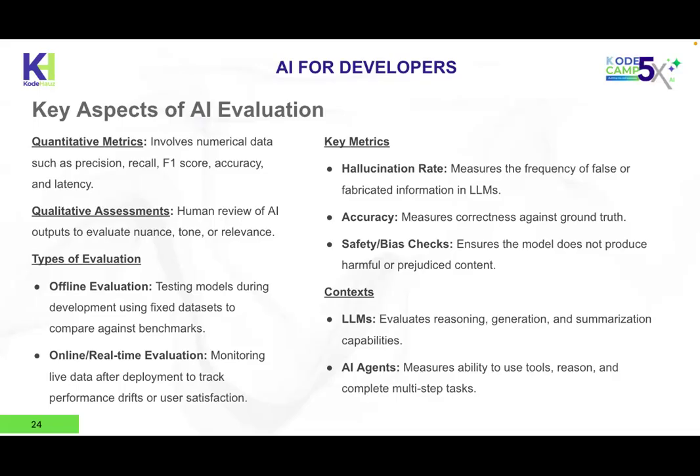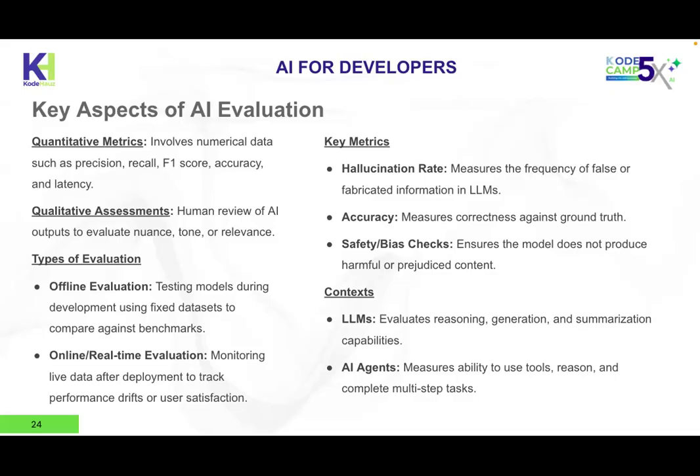It's not grounded in real data. Okay, so that's hallucination rate. Accuracy is when you are measuring correctness against the ground truth. So it is actually giving you information that is correct, but how correct is it? Then safety and bias checks.